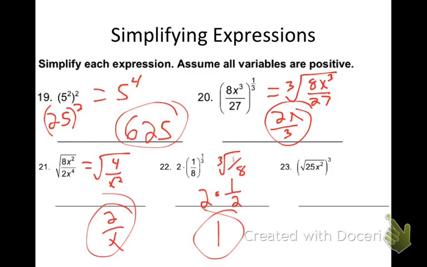And number 23, Mr. Stefaniak. 125x to the 3rd. Nice job. Again, I would break it down. Square root of 25 is 5. Square root of x squared is x. Then I take 5x all to the 3rd power. And that's where we get 125x to the 3rd.